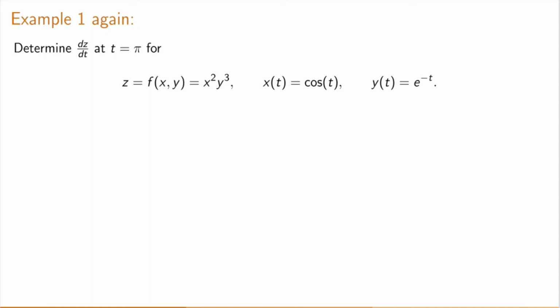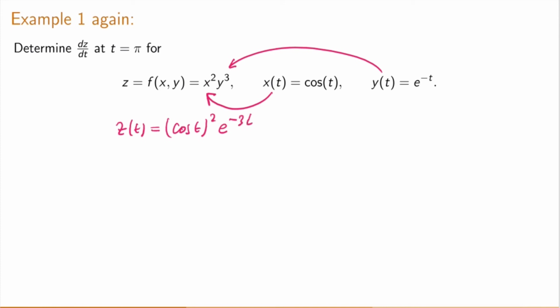Actually, this example here is so simple that we can just directly compute the result as well. We can simply substitute x here and y there. And so then we get z of t equals cosine of t square times e to the minus 3t. And then the derivative is just a product rule.